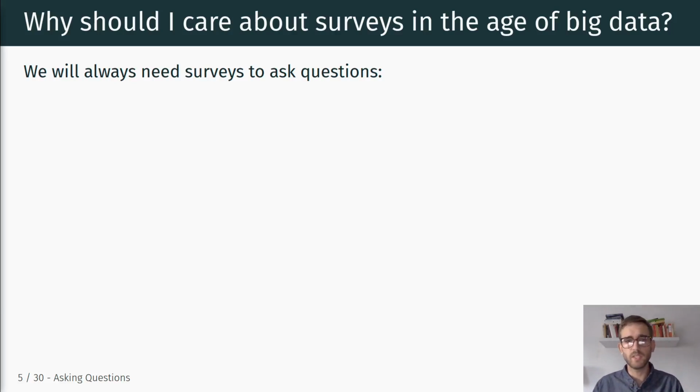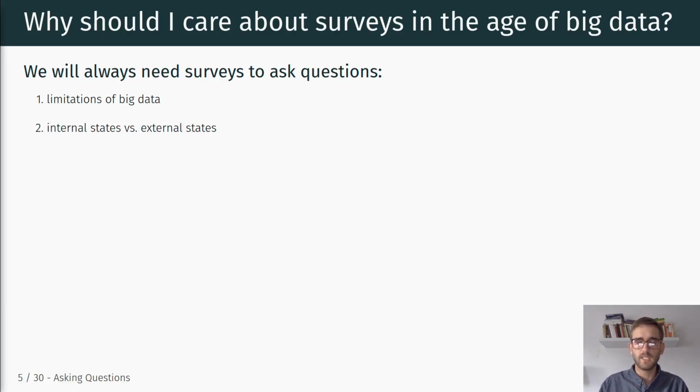The reason why we will always need surveys, even in the age of big data, is that big data sources, as we talked about in the past, are inherently limited. They usually don't contain all the information that we need, depending on our specific research question.